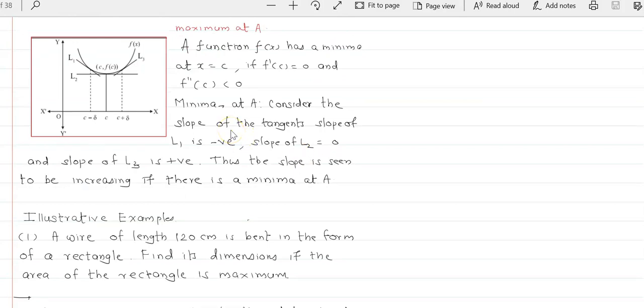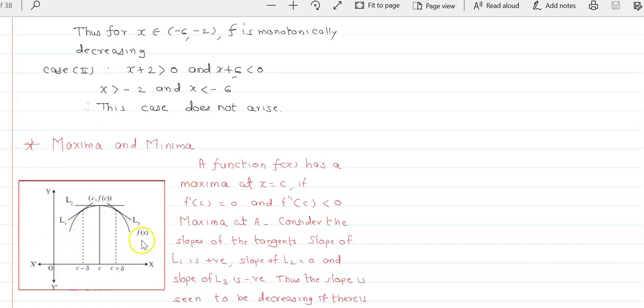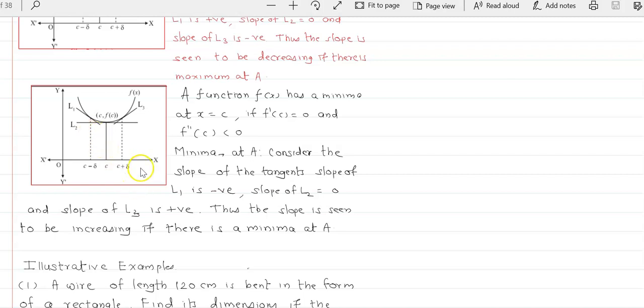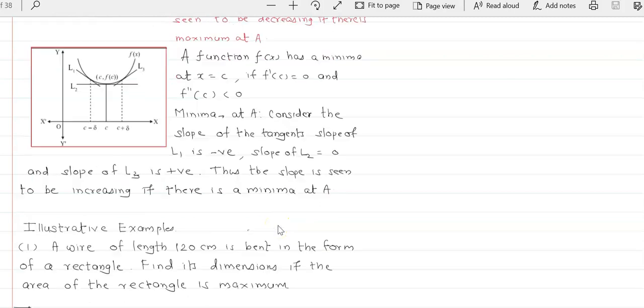Now in this case, at A, consider the slope: L1 is negative, L2 is zero, and L3 is positive. Thus, the slope is seen to be increasing. If this happens, then it is a minima at A. In the earlier case the slope is decreasing, then it is a maximum. In this case, the slope is increasing, then it is a minimum. Now we'll see the example.